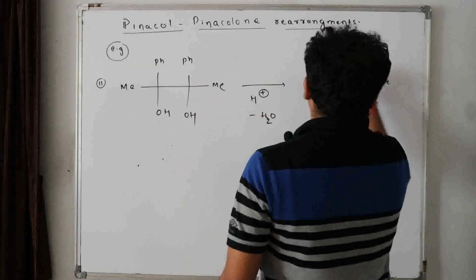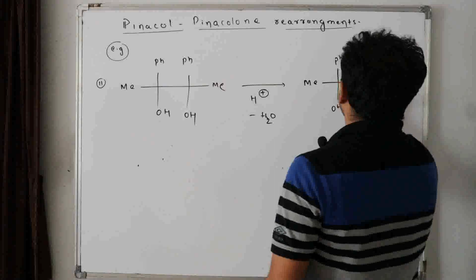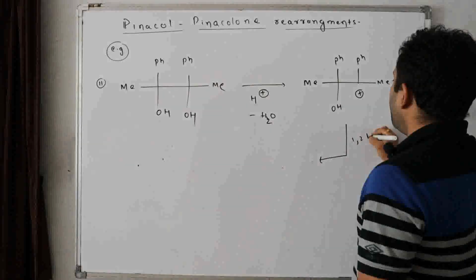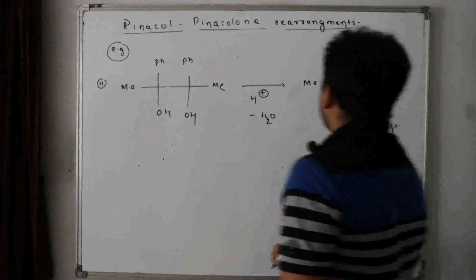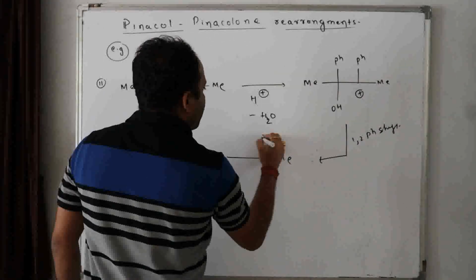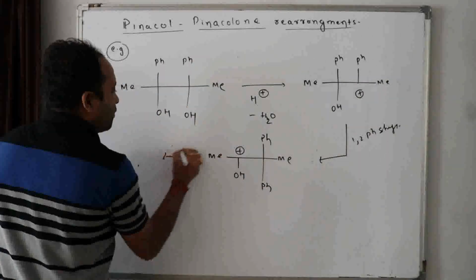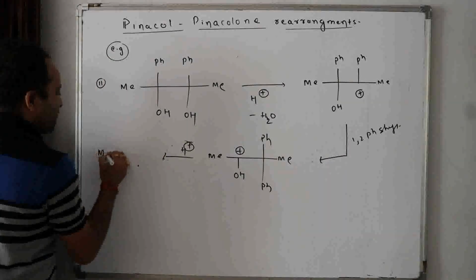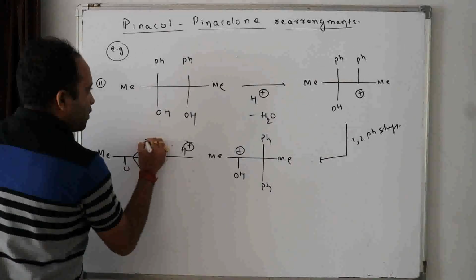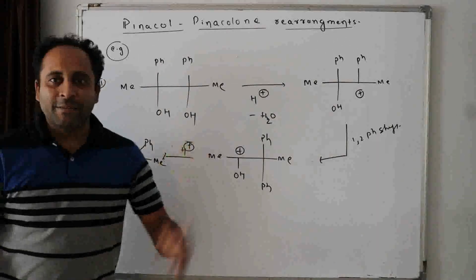Methyl, phenyl with OH. Now this is phenyl with plus. Now tell me, who will shift, methyl or phenyl? Obviously 1,2 phenyl shift occurs. So what will be formed here? Phenyl, here OH plus, isn't it? Now H plus is fired, Me, double bond O, phenyl, methyl. Easy? Clear? One more question.